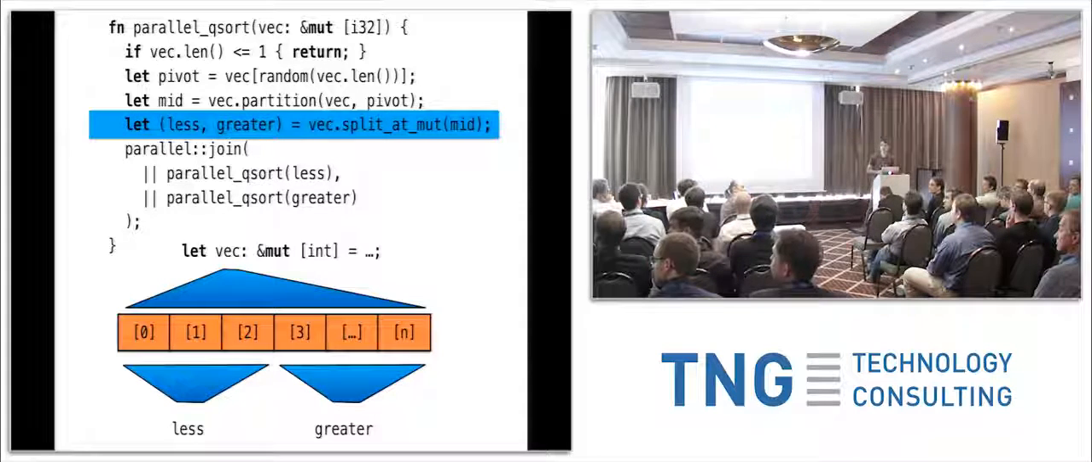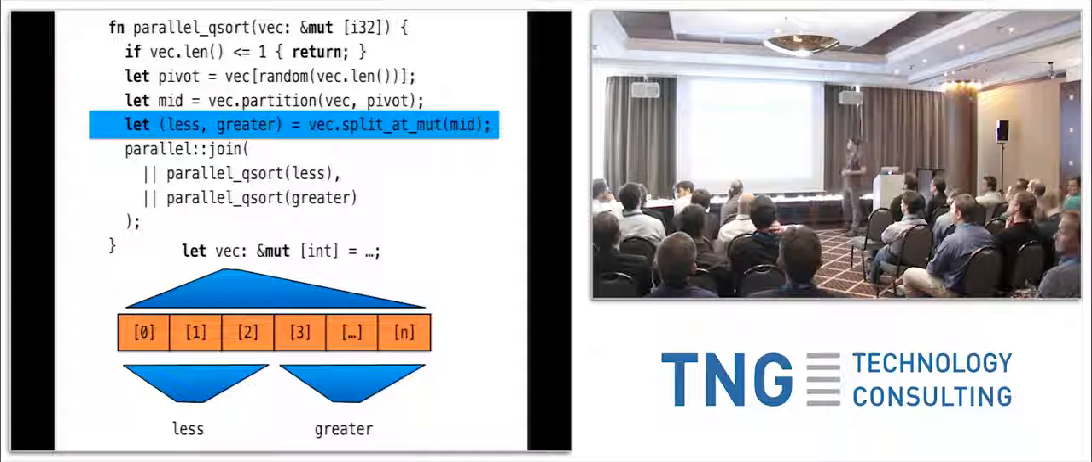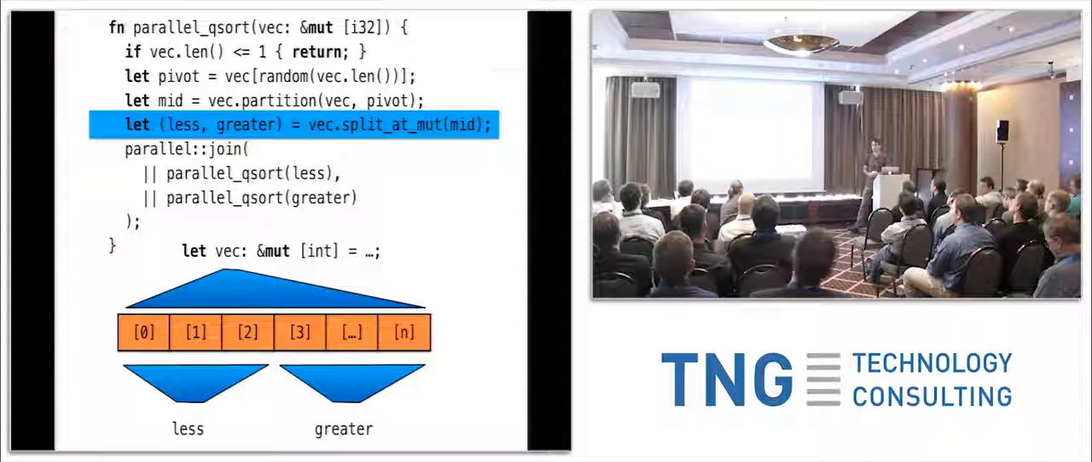Yes? Just in this example here, you have the less and the greater. They're mutable when passed on to the parallel sort method. What would happen if this parallel qsort function would decide to push on this vector because it's mutable? You're saying they're coming back magically because it's all the same array in memory, but I could relocate that array, right?